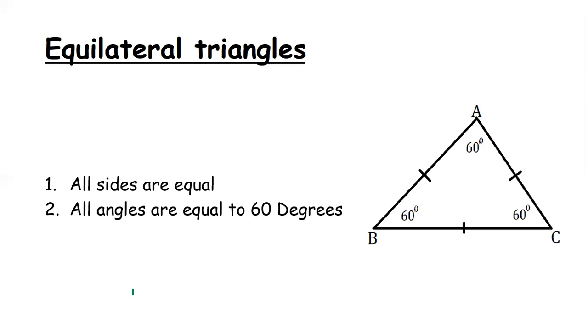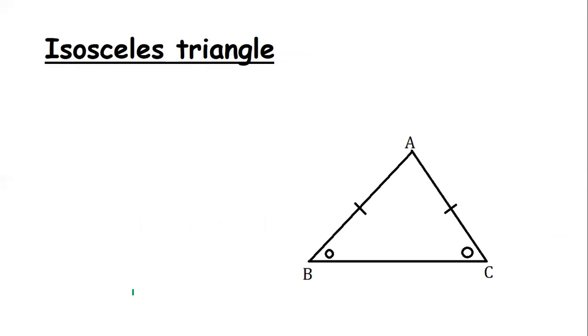If you add up those angles, they should give you 180 degrees. So those are the properties of an equilateral triangle. Specifically, all sides are equal and all the angles are equal to 60 degrees. So the angles are all equal and they've got the same size, which is 60 degrees. An isosceles triangle, right? So this here is an isosceles triangle.